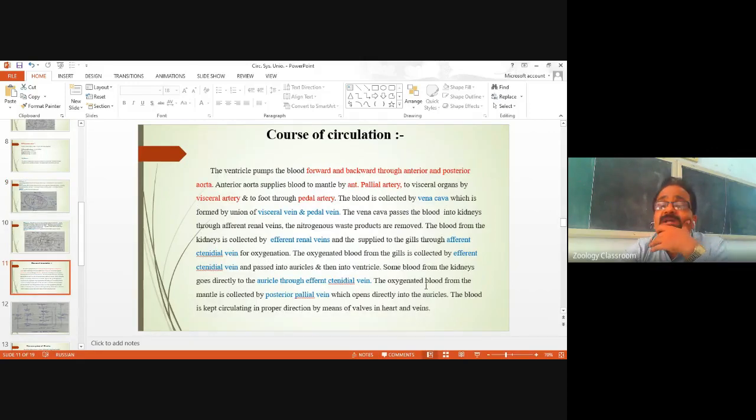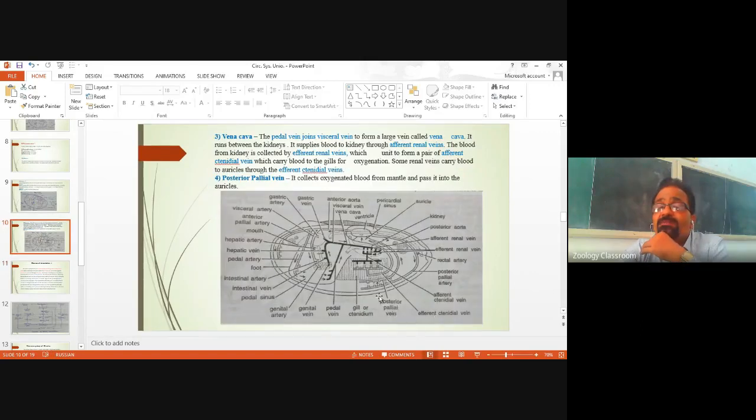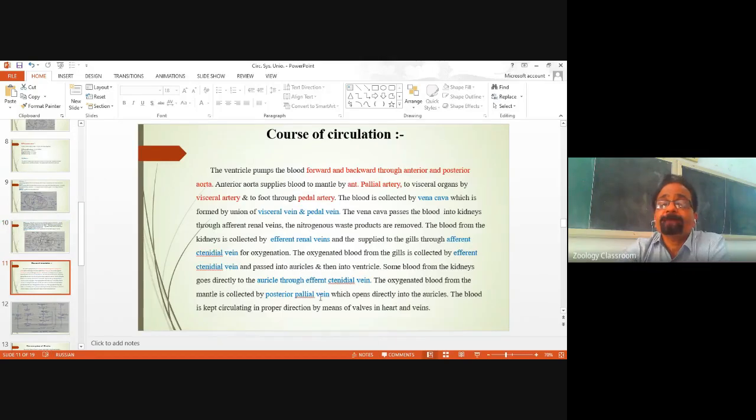The oxygenated blood from the mantle is collected by the posterior pallial vein, which opens into the auricle. As I have mentioned, this is the posterior pallial vein, which is directly opening into the auricle. The blood is kept circulating in the proper direction by means of valves in the heart and the veins. So veins have valves inside them, and they prevent the reverse flow of the blood.